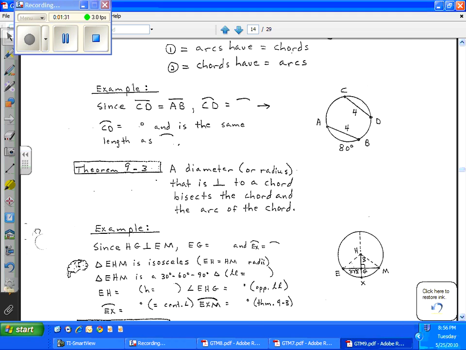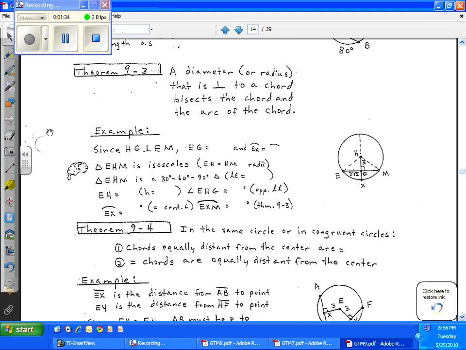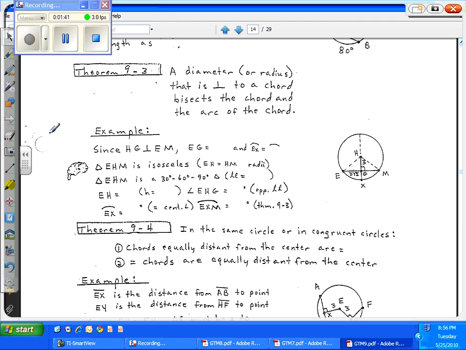Theorem 9-3. If a radius or diameter is perpendicular to a chord, then it bisects the chord and the arc of the chord. Now, we're going to start with the chord here, chord EM. If a radius or diameter, so we've got to go through the center, is perpendicular, that means it hits at 90.